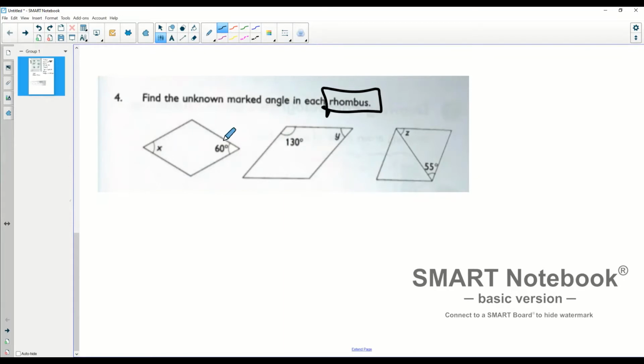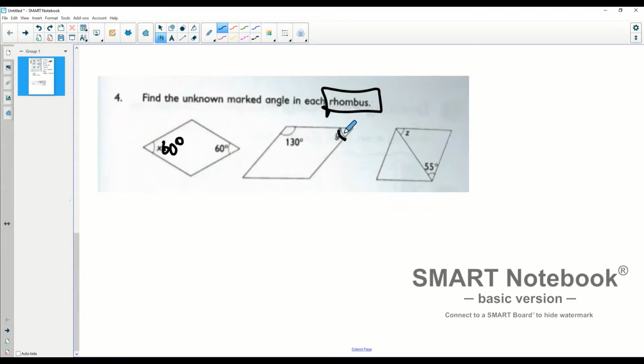So, if this is 60 degrees in a rhombus, the opposite angle is always the exact same amount. So this is 60 degrees. And for angles that are consecutive, which means they're next to each other, they add up to 180. We can actually see this. This angle Y right here can fit right here, and this would be 180.